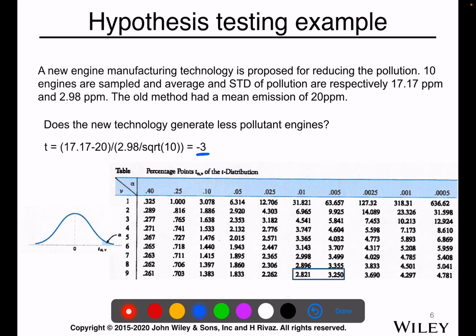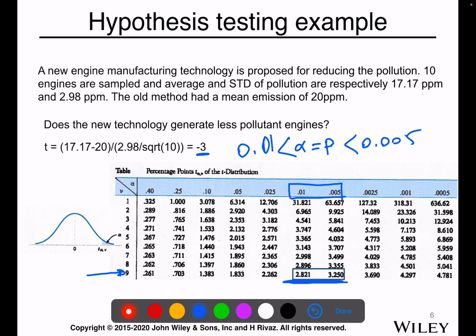So from the table, we see that for 9 degrees of freedom, 3 falls between these two guys. So that means that alpha, or the P, probability of type 1 error, is going to be between these two guys, so less than 0.005 and more than 0.01. So it's less than 0.05. So that means that we reject H0.